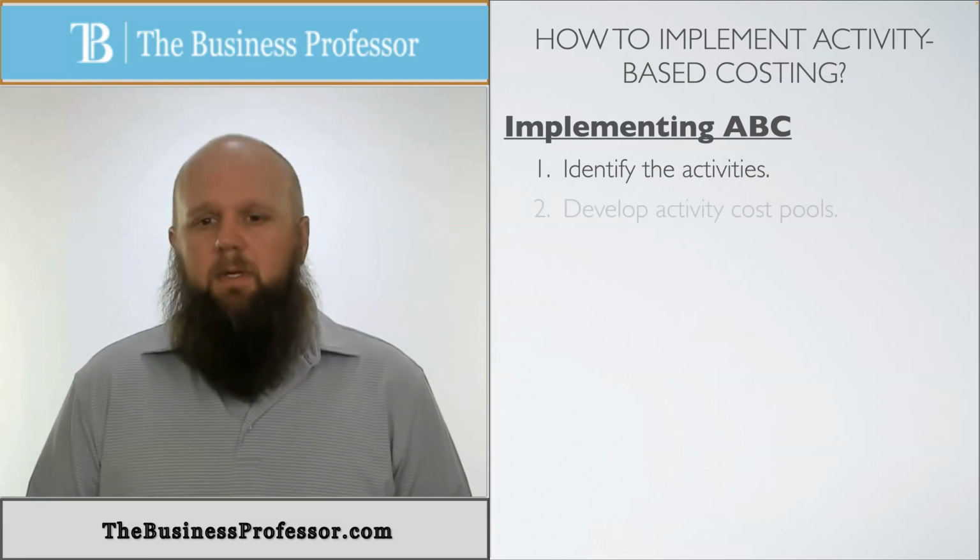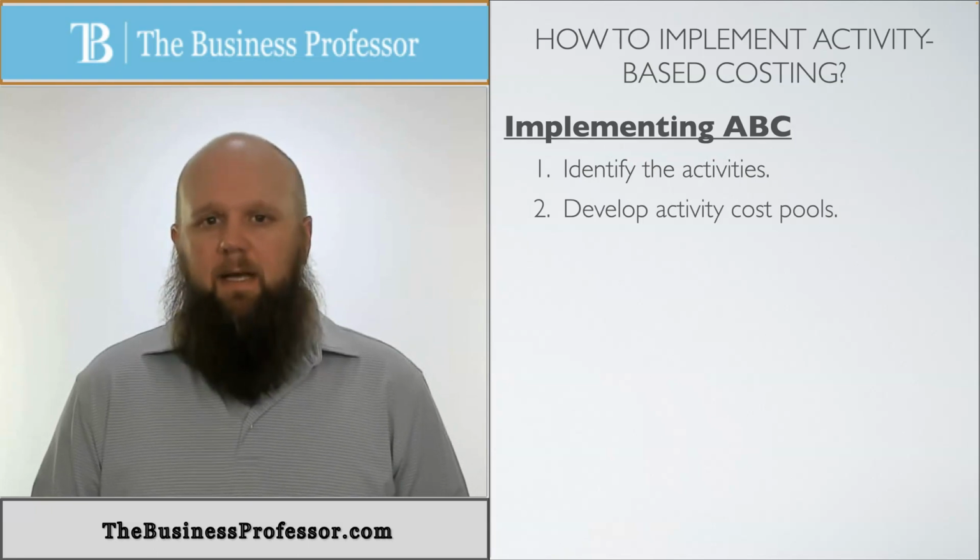Now, step 2 is going to be to develop the activity cost pools. How much estimated manufacturing overhead are you going to put to each of these activities? Again, from a classroom perspective, this is probably going to be identified for you. So again, you don't have to do anything for this one.